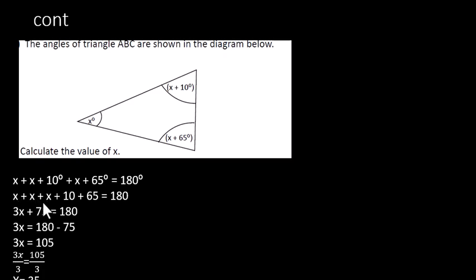When we add the three x's, we get 3x. Then when we add 10 plus 65, we get 75. From there, we're going to collect the like terms. So 3x is equal to 180 minus 75. Then 3x is equal to, when we subtract 180 minus 75, we get 105. So we divide both sides by 3 to find the value of x, and x in this particular case is just going to be 35. So the answer there is just 35.